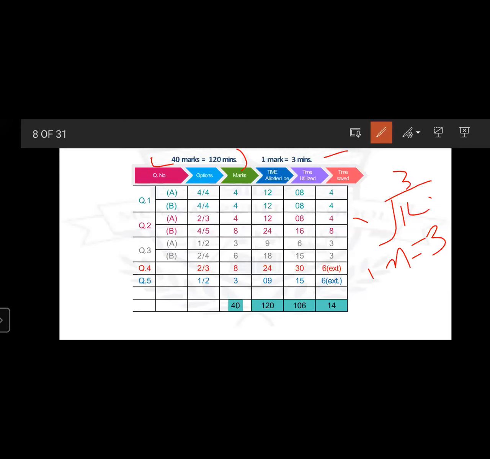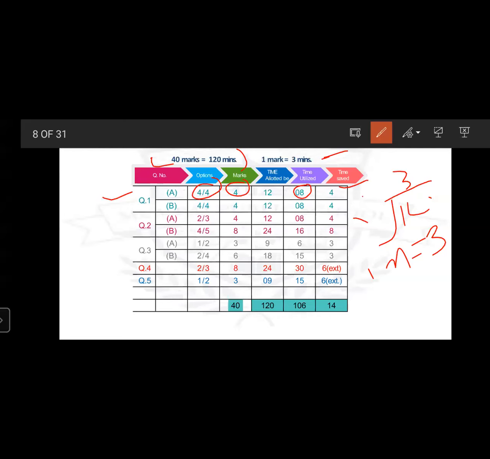So in question number 1A, that is the MCQ type question, there are 4 MCQs and each MCQ carries 1 mark. So 4 into 1 is equal to 4. According to this rule, time allotted for 4 questions, 4 into 3, is equal to 12. But we utilize only 8 minutes here, and we save 4 minutes. Means for each question, we use only 2 minutes. So 4 into 2 is equal to 8, and we save our 4 minutes here.